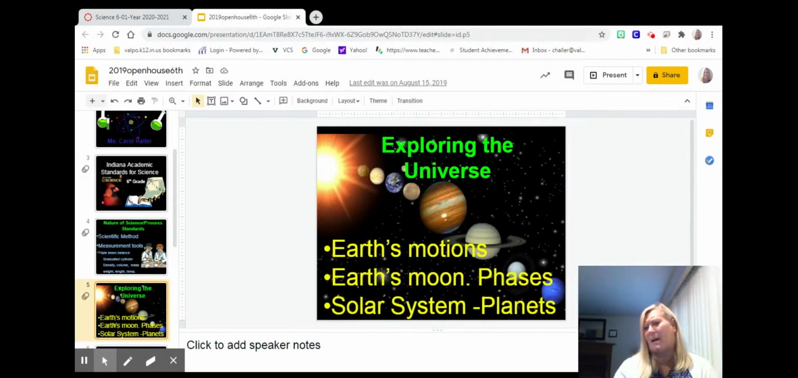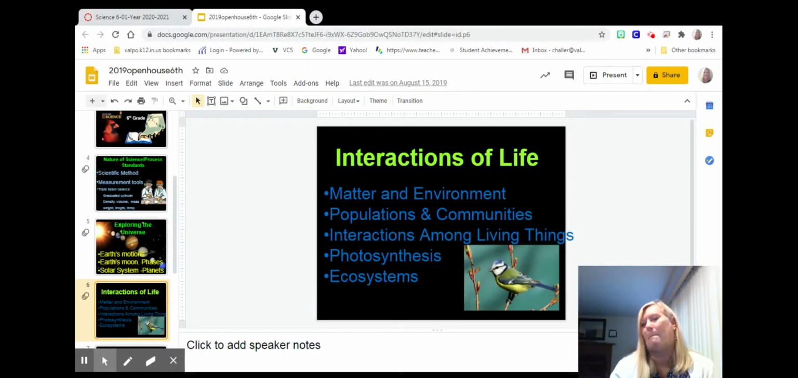Eventually, we'll get into some astronomy, Earth's motions, the moon phases, all the planets, and how they're similar and different from each other. We're going to have an ecology unit, which will begin next: matter in the environment, populations and communities. We'll talk about cycles in science, like the water cycle, the nitrogen cycle, and the carbon dioxide and oxygen cycle. We'll talk about photosynthesis, and interactions between all living organisms like food webs and food chains.